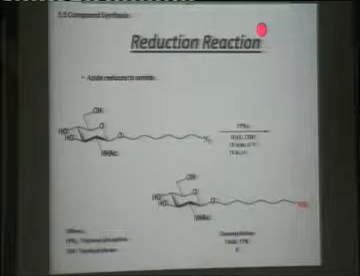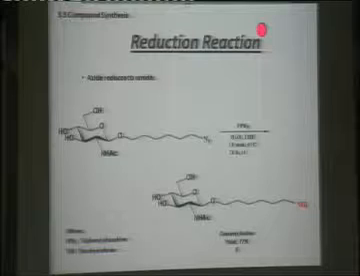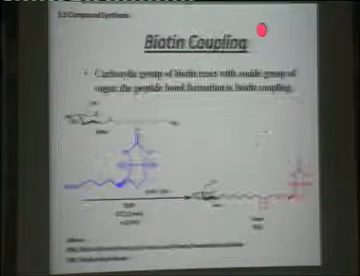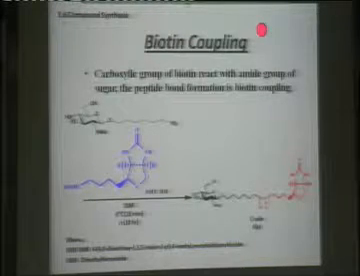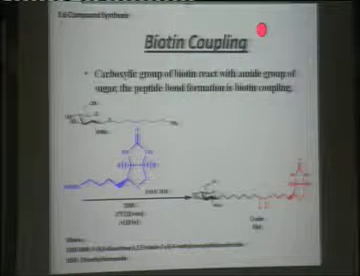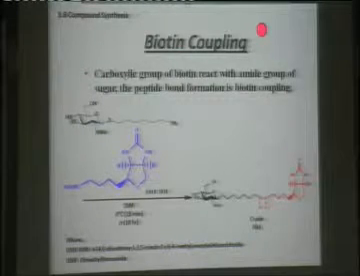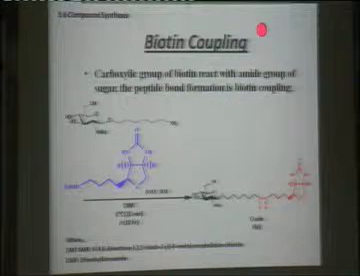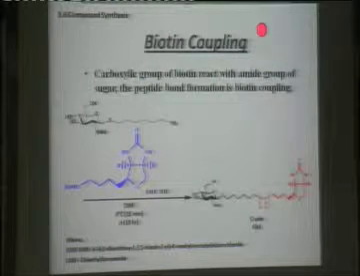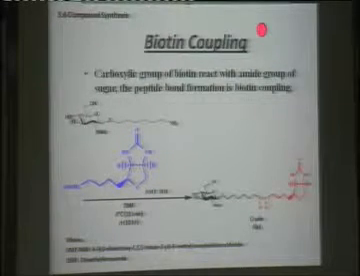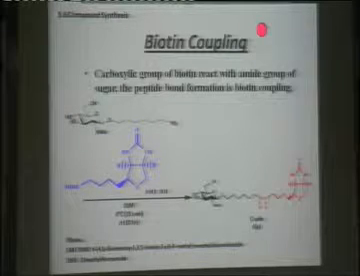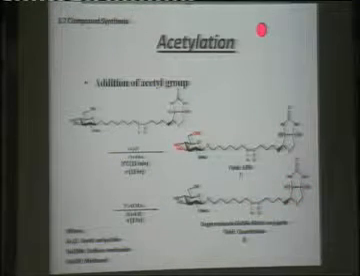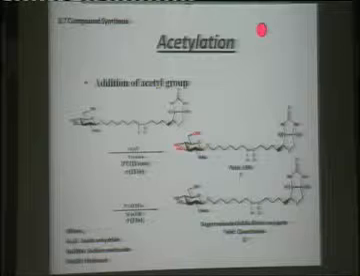And then the displacement reaction occurred. Here we can see that the chlorine is displaced by the azide, and then the deacetylation occurred. The OAc is replaced by OH. And then the reduction reaction, where the azide is reduced to amine. You see here the reduction, and the yield was 77%. And this is the main biotin coupling reaction.